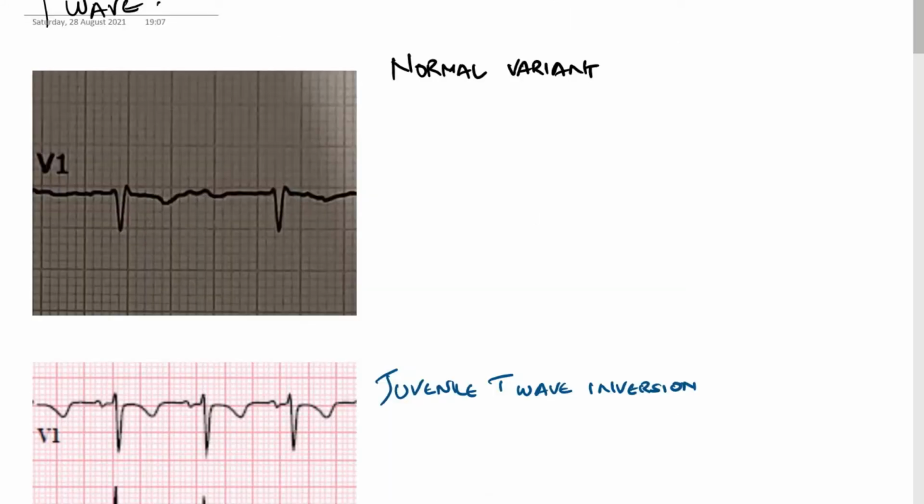Today's video is going to be all about T waves. Let's look at lead V1 over here first. You see that the T wave is inverted over here. This is basically a normal variant and it can extend even to V2 as well.